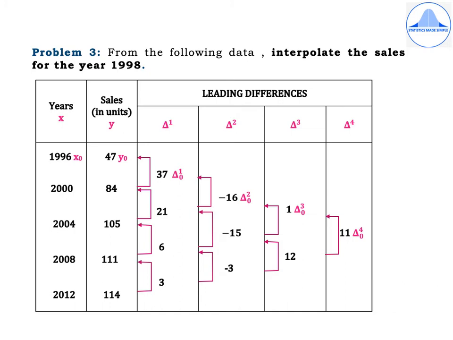Then find out delta cube. So delta cube will be minus 15 minus of minus 16, which gives us 1. Mark it as delta naught cubed. Then minus 3 minus of minus 15 gives us 12. The last column is delta to the power 4, which is 12 minus 1 equal to 11. And mark 11 as delta naught to the power 4.